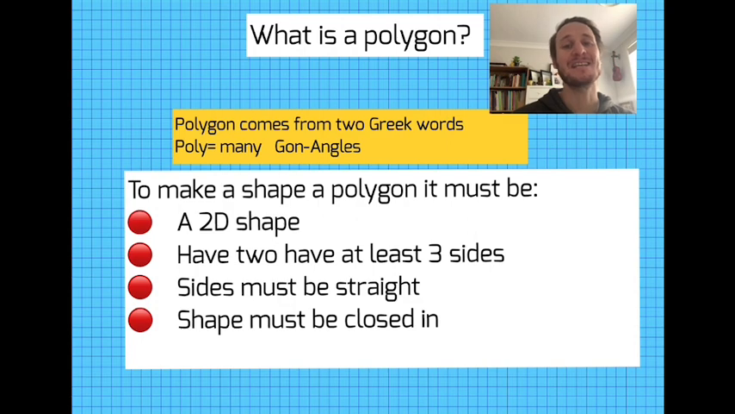And the last thing is a polygon needs to be closed in. It can't have any open edges. Okay, so we're going to go through that now to make sure we understand what each of those features means.